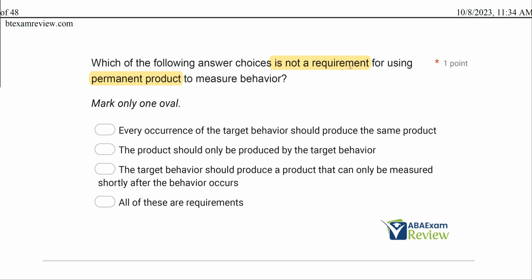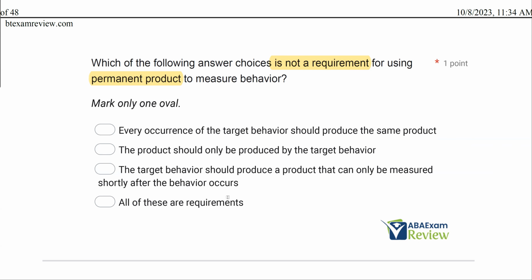So we can't really talk our way through it yet. So let's jump in. We won't normally jump in, but this one you kind of have to. We're looking for not, meaning 3 of these will likely be requirements. What is not a requirement? A, every occurrence of the target behavior should produce the same product. That is a requirement. If you're going to take permanent product, the same product needs to be produced over and over, or else your measurement isn't going to make sense. B, the product should only be produced by the target behavior. Absolutely. Remember, we don't have to see the behavior happen. So if multiple behaviors are producing the product, that could be a problem. You really want the product to be produced by the target behavior.